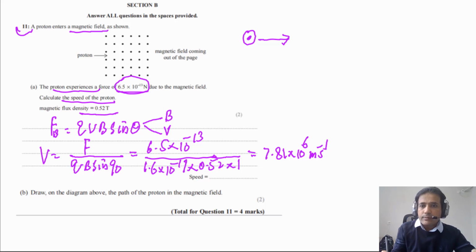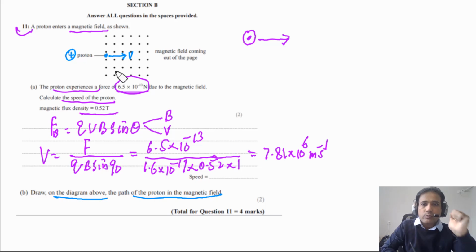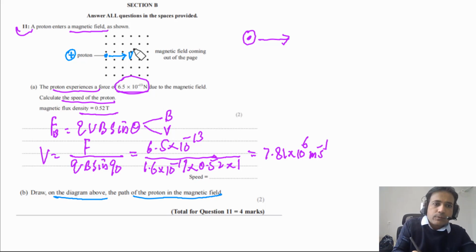Now let's go to the second part. We need to draw on the diagram above the path of the proton in the magnetic field. This is our proton, so we can say this is our positive charge. First of all, we need to find out the direction of force on the proton at this point. We have to use our left hand. V is represented by the middle finger, so V is to the right, and the magnetic field is represented by the index finger and has to be out of the page. So you can move your hand like this, and you will see the force on the proton is in the downward direction.